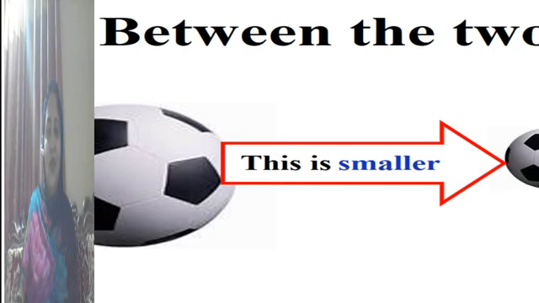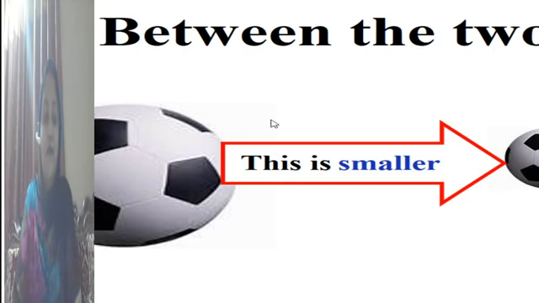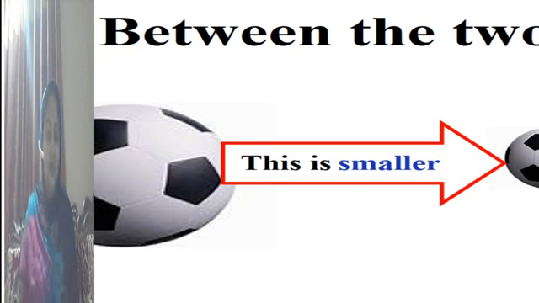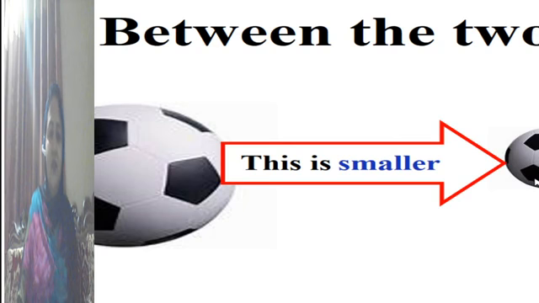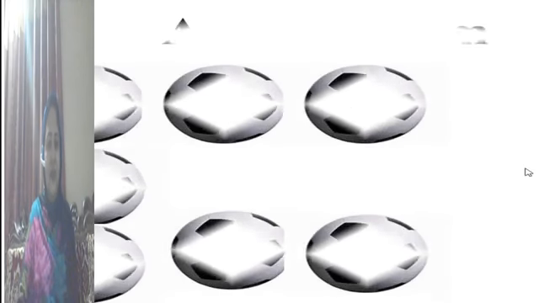Now, look here. Between the two footballs, what do you see? What do you think? Yes, of course, the first one is large in size and the second one is smaller. So, if we compare this picture, we are very clear that this one is large in shape and this one is smaller. So, we can easily say this is smaller than this, or this is bigger than this. That means we compare here between the two pictures.